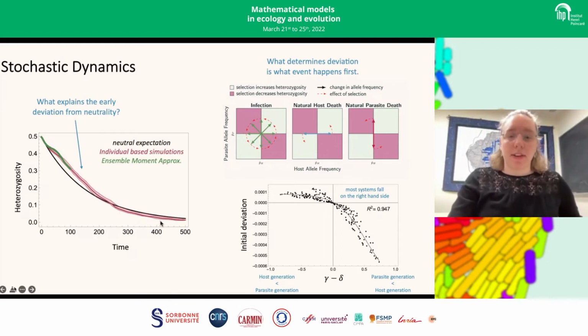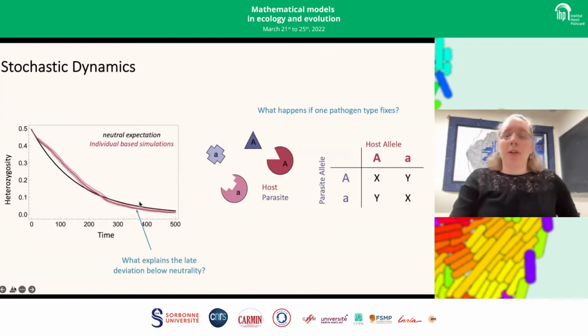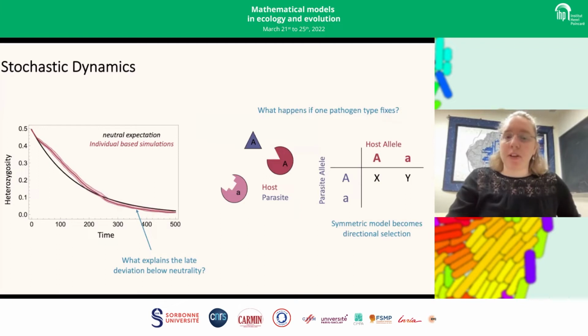All right, so that was the early dynamics. What about this later decrease in heterozygosity? Well, in order to understand what's going on there, we have to go back to the nuts and bolts of the matching alleles model. So this is what the original model looks like. But as time goes on, drift has been occurring, and we have to think about what would happen if different alleles were to fix in the population. So what would happen if one of the pathogen alleles or parasite types were to fix? So for example, let's get rid of that little a parasite.